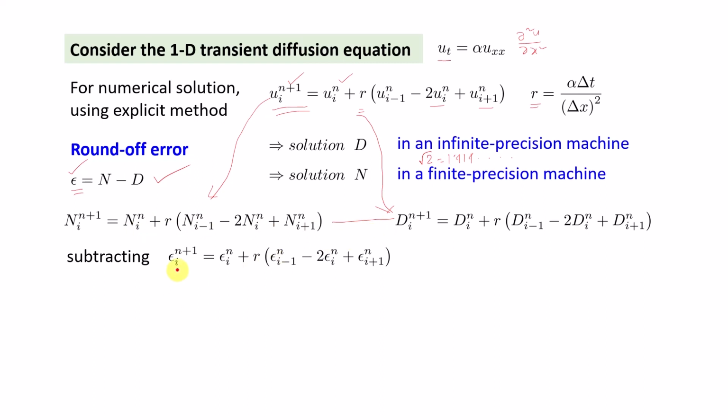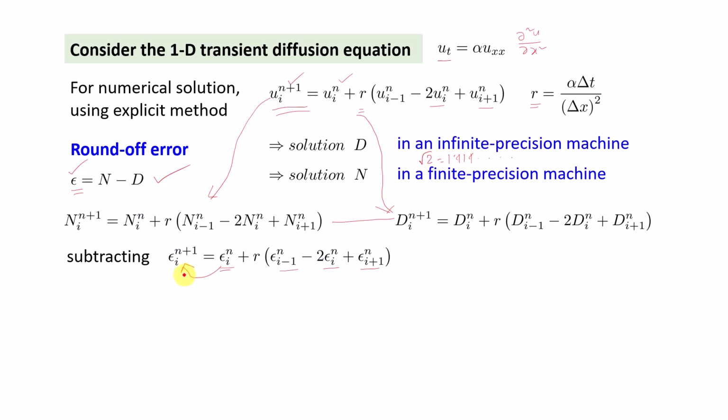So it gives us an equation that epsilon i at the n plus 1th time step is equal to epsilon i at the nth time step plus r multiplied by epsilon i minus 1 minus 2 epsilon i plus epsilon i plus 1 at the nth time step. The point that we are really concerned about is, as I go from the nth to the n plus 1th time step, what happens to this epsilon i? It will increase, it will decrease, or it will remain the same. That is what we are concerned about.